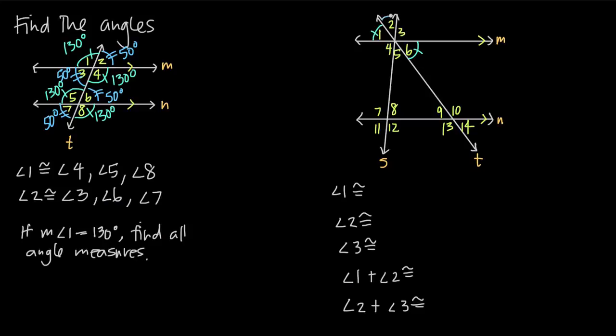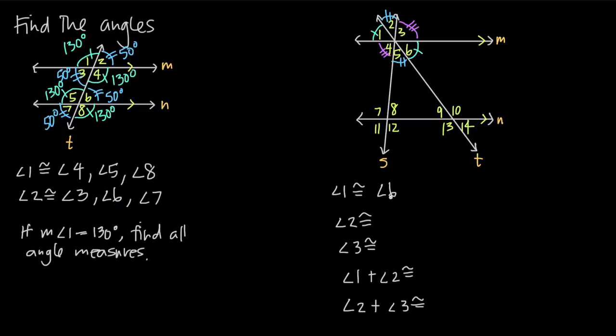I can also say that 2 and 5 are congruent because they're going to be opposite. And I can say that 3 and 4 are congruent also. So I can at least say that angle 1 is congruent to angle 6.